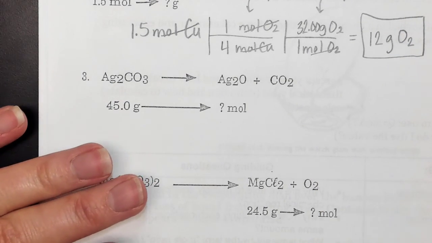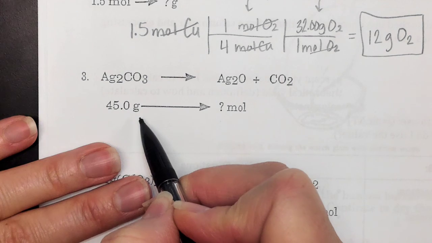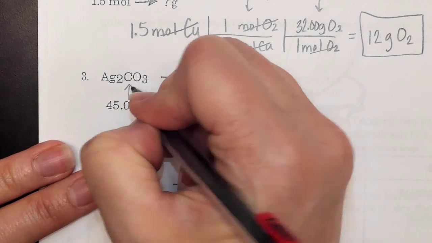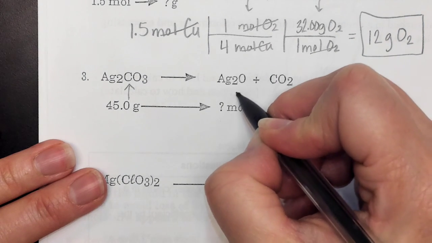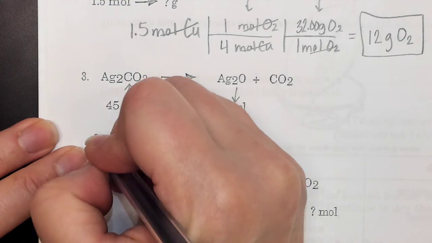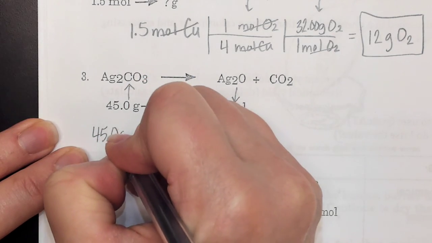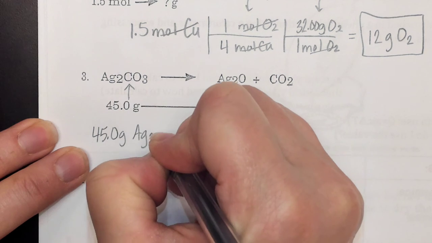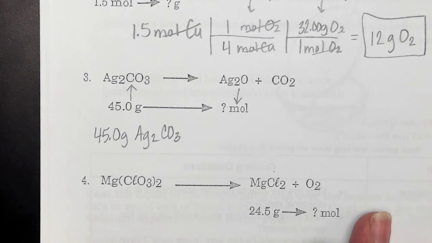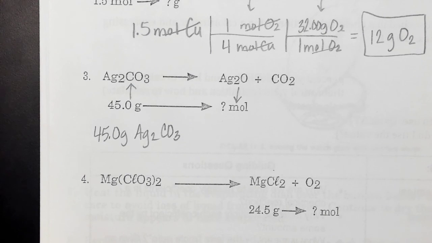Okay, I write down what I've been given so that I can convert. What did they tell me? 45.0 grams of silver carbonate, Ag2CO3, and they want me to convert it into moles of silver oxide, Ag2O. Can I use this number as written? Can I go to the equation now and convert from Ag2CO3 into Ag2O? No, I don't. What do I need to convert it into first?